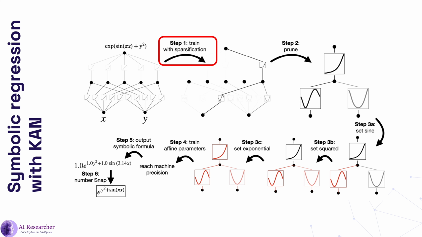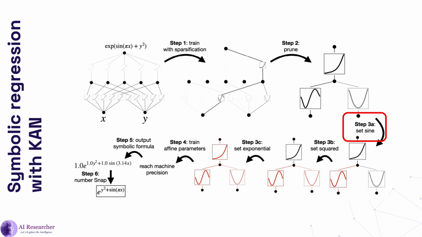So the network starts by training on the data while applying sparsification techniques to ensure the model focuses on the most relevant features, reducing the complexity and enhancing interpretability. The next step is pruning. After initial training, the model is pruned, which involves removing less significant connections or nodes, and it simplifies the network further without losing critical or key information.